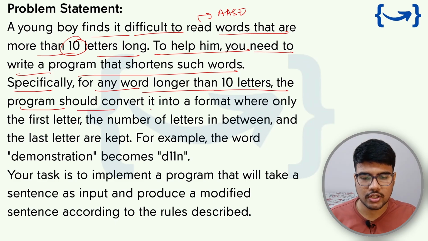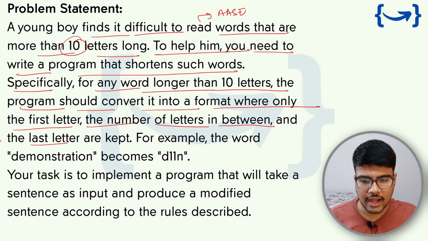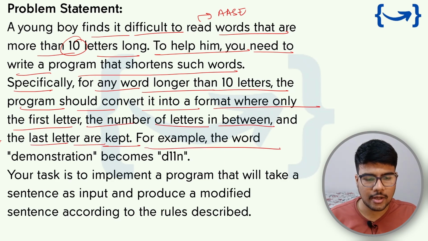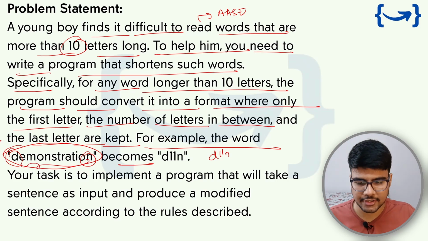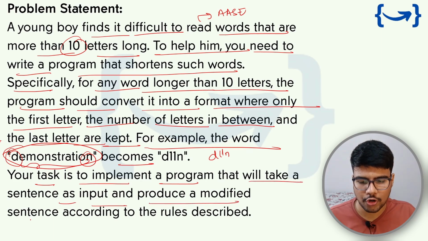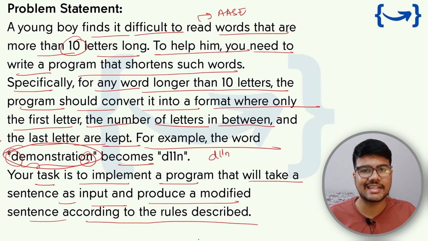The program should convert it into a format where only the first letter, the number of letters in between, and the last letter are kept. For example, the word is "demonstration", which becomes D11N, where D is the first letter, N is the last letter, and in between those you have 11 characters. Now your task is to implement a program that will take a sentence as input and produce a modified sentence according to the rules described.